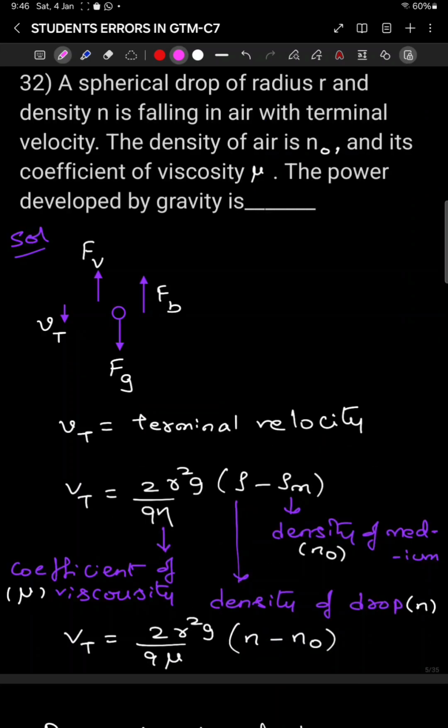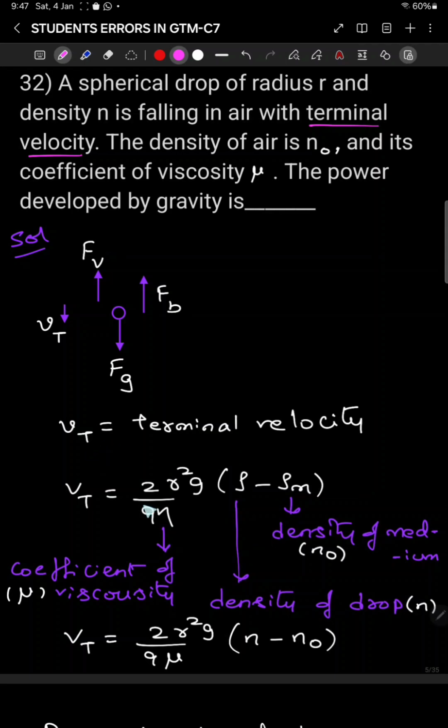This question belongs to Stokes' law. A spherical drop of radius r and density n is falling in air with a terminal velocity. So when a spherical drop is falling, the gravitational force always acts vertically downwards. Buoyancy force due to the medium is always upwards. As the drop is coming down with a velocity vt, viscous force will be opposing that, upwards.